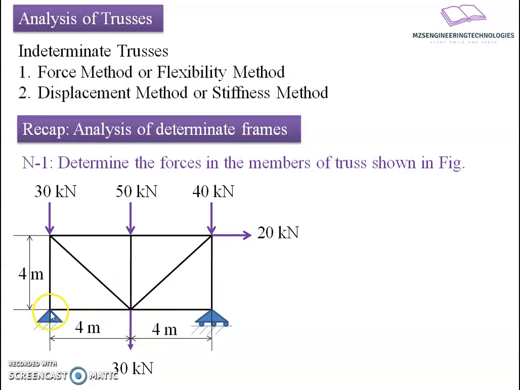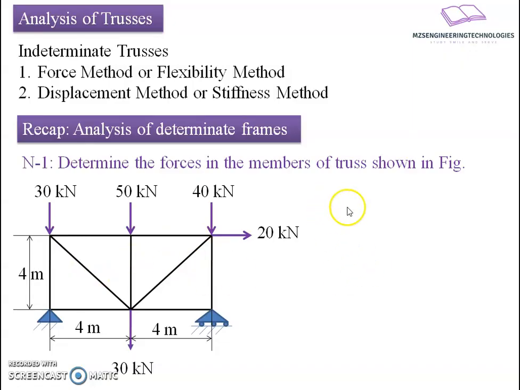So if I count the number of joints here, 1, 2, 3, 4, 5, 6 joints are there. If I count the members here, 1, 2, 3, 4, 5, 6, 7, 8, 9. Sorry, 9 members are there.